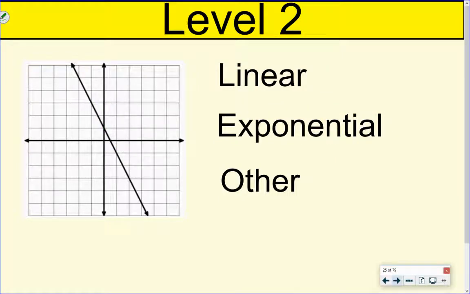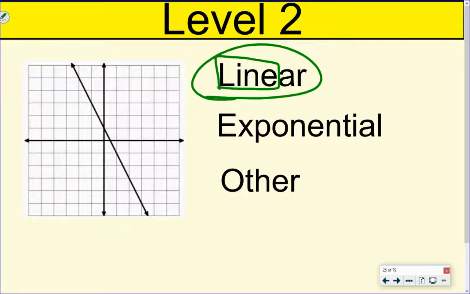Okay, now we're going to answer the question linear or exponential. So linear says it has a constant rate of change, but it's also making a line. If you look right here, it kind of gives you a good description. Do we have a line? Yes, so this is a linear graph.